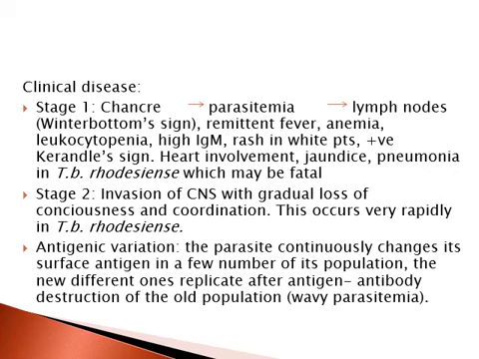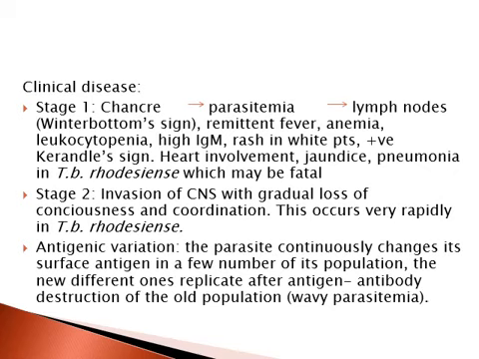There is also anemia, leukocytopenia, also high immunoglobulin M due to the acute disease. There is rash in white patients and positive Crandall's sign. This you know, inshallah, in the neurology sections. Also, there is heart involvement, jaundice, pneumonia, according to the affection of the myocardium, the liver, and the lung, in case of Trypanosoma brucei rhodesiense, which may be fatal.